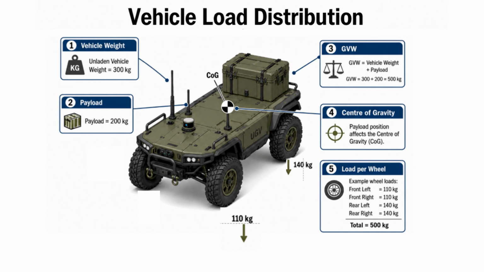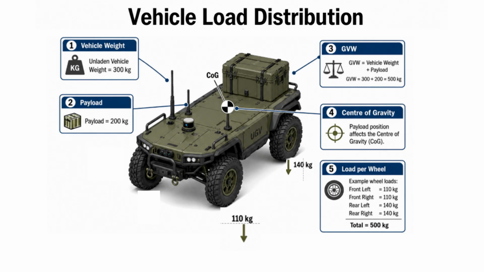The payload may include sensors, batteries, weapons, supplies, or other mission equipment. Here, the payload is 200 kilograms. Adding these 2 values gives us the gross vehicle weight, or GVW. Therefore, 300 kilograms of vehicle weight plus 200 kilograms of payload results in a GVW of 500 kilograms. But this total load does not necessarily act equally on every wheel. The actual load carried by each tyre depends on the position of the centre of gravity, or CG.